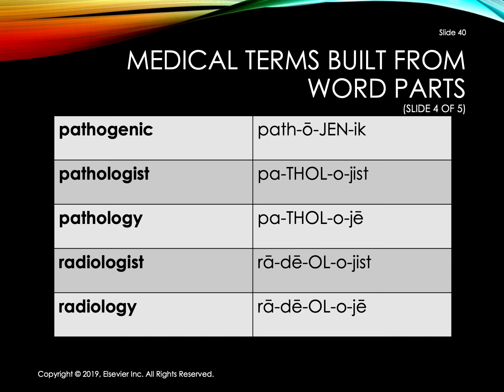Additional terms here: pathogenic, which means pertaining to a new disease. Pathologist, which is one who studies those diseases. Pathology, which is the study of those diseases. A radiologist, one who studies radiography, right? Or imaging, x-rays, those kinds of things. And then radiology being the study of those imaging processes.